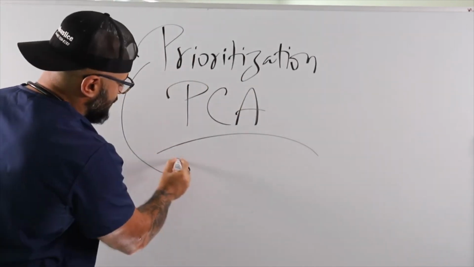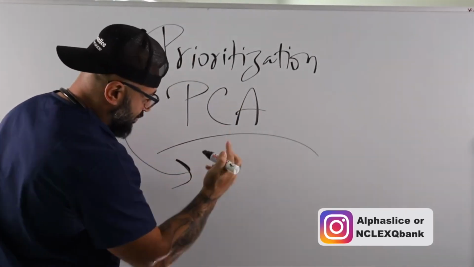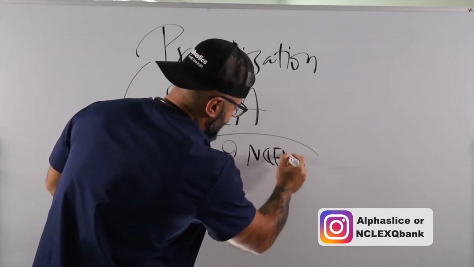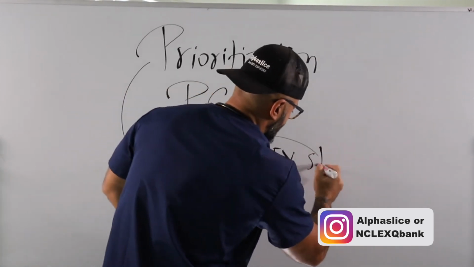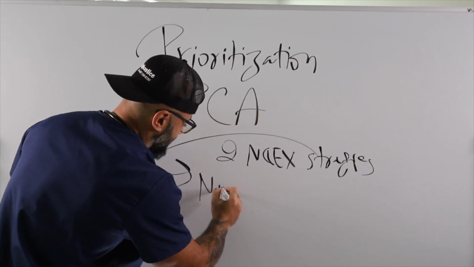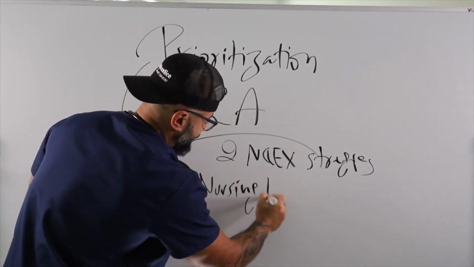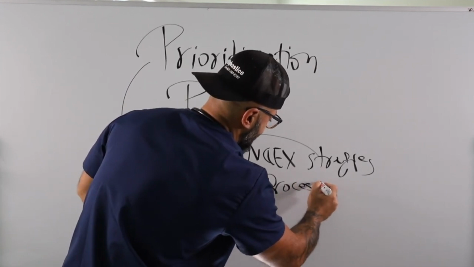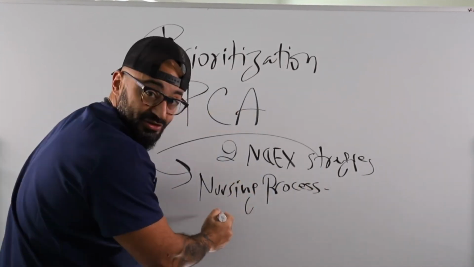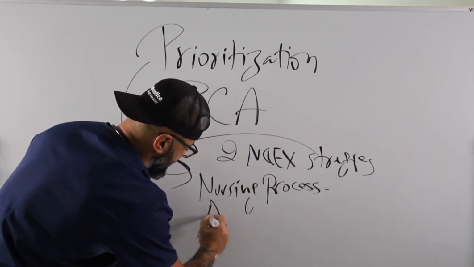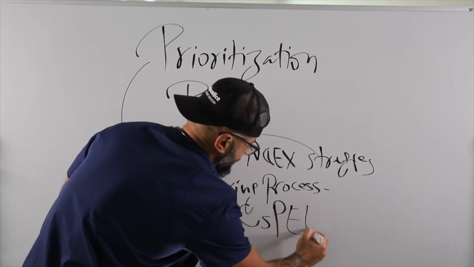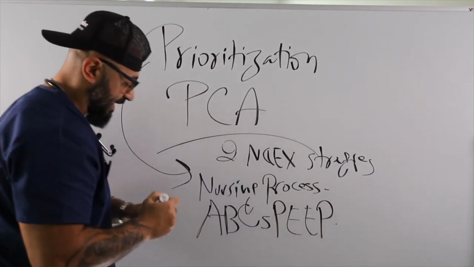I forgot to write it on the board, but when it comes to prioritization, there are two NCLEX strategies. We've got the nursing process, which is super easy, everyone knows it, but our algorithm for prioritization is called ABC's PEEP. We'll go over this and talk about it.